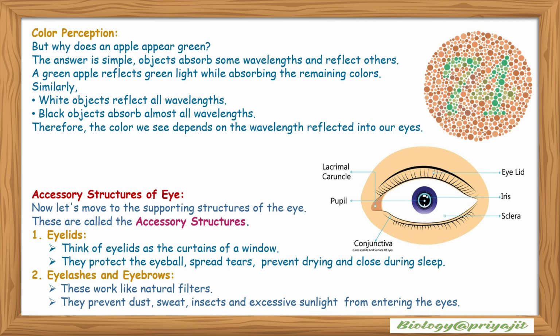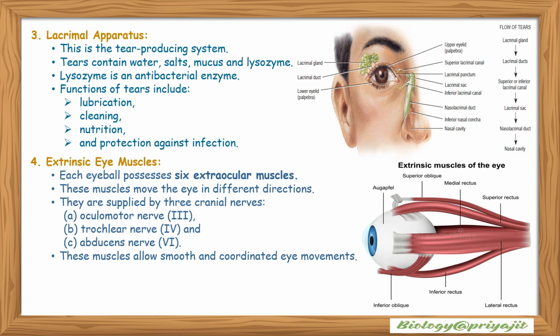Accessory structures of the eye. Now let's move to the supporting structures of the eye. These are called the accessory structures. Eyelids. Think of eyelids as the curtains of a window. They protect the eyeball, spread tears, prevent drying and close during sleep. Eyelashes and eyebrows work like natural filters. They prevent dust, sweat, insects and excessive sunlight from entering the eyes.